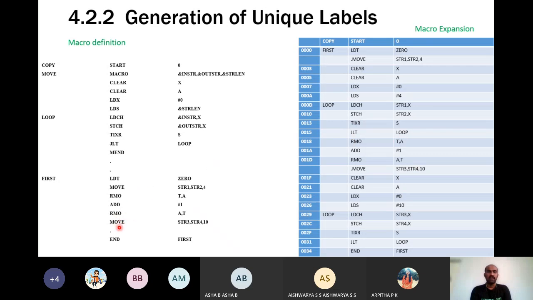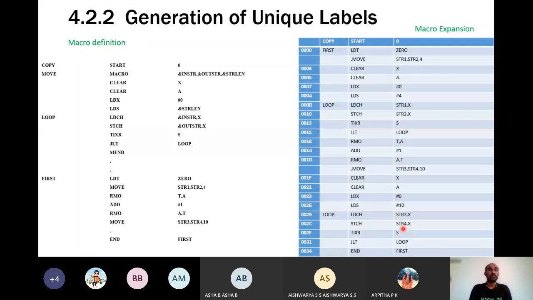Then again you are calling the same macro for the second time. Remember, I'm calling the same macro for the second time. Now again I'm going to expand, with the parameters string 3, string 4 and 10, and the functionality will happen for the 2 different strings. String 1 is moved to string 2, string 3 is moved to string 4. There's no problem.